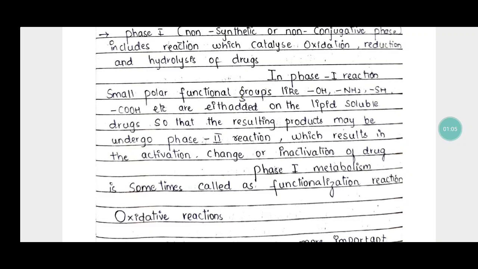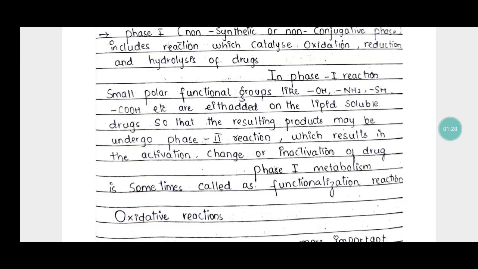Phase 1 metabolism is also called functionalization reaction because in these phase 1 reactions, small polar functional groups are added, like hydroxyl, amino group, carboxylic group etc. So it is also called functionalization reaction.